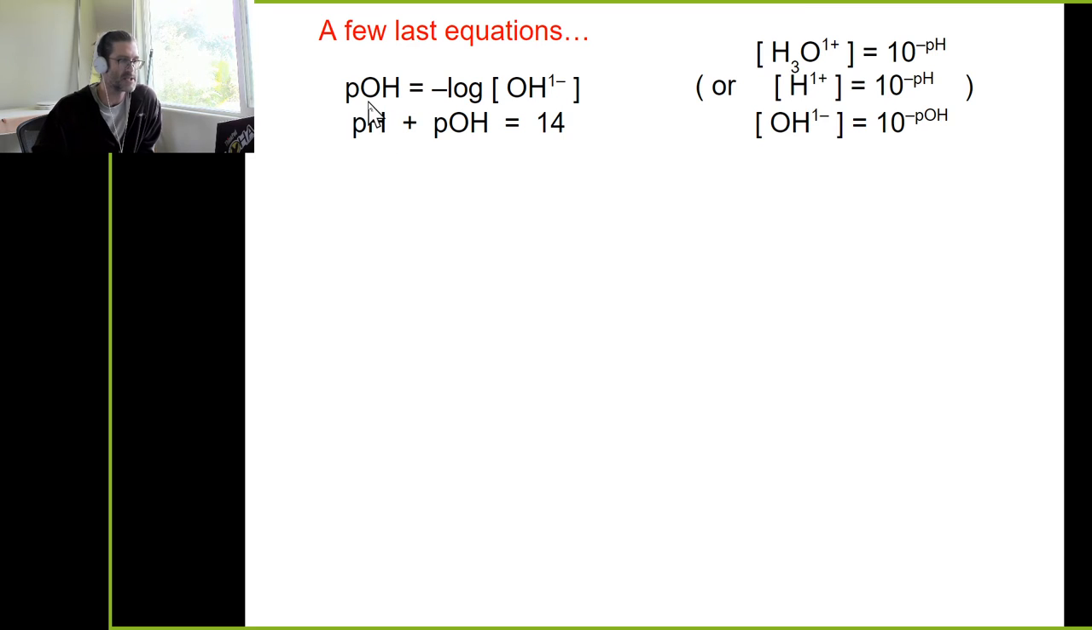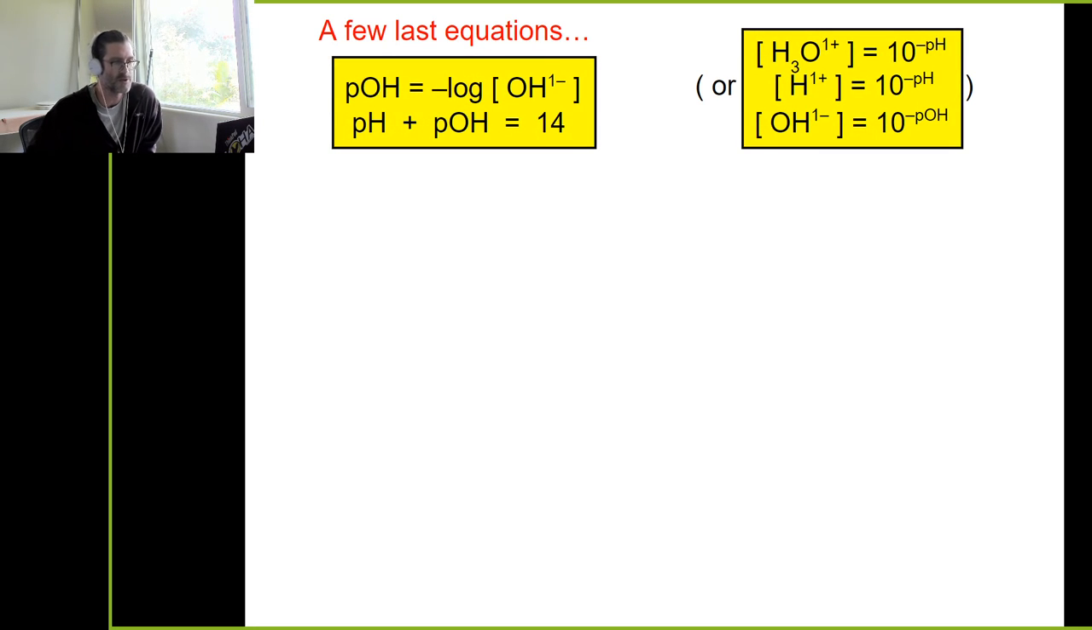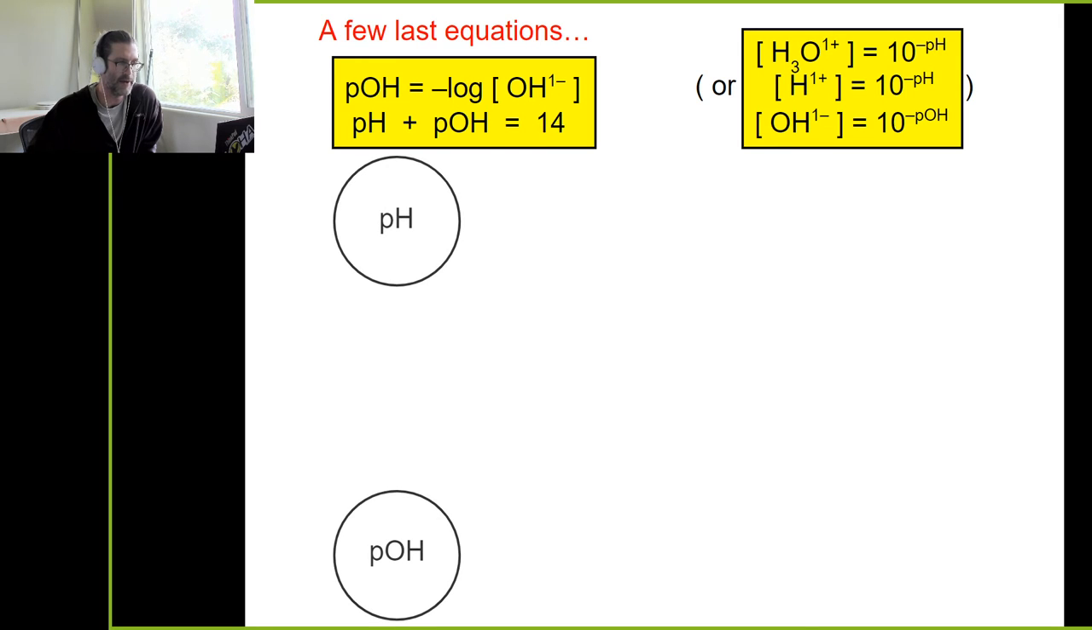All right, this is all the stuff that we've been saying all this time. So the pOH is the opposite power of 10 that we need in order to get this concentration of OH minus, which is the same as saying the concentration of OH minus is 10 to the negative pOH. So pOH is the opposite power of 10 that we need to get OH minus. And the logarithm can be a little bit tricky to get your head around.